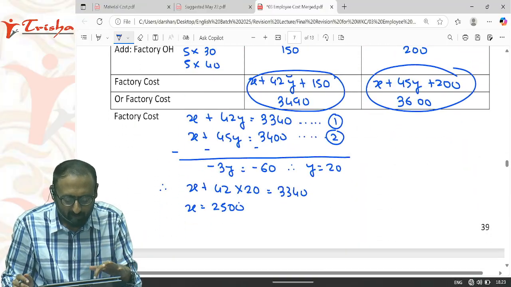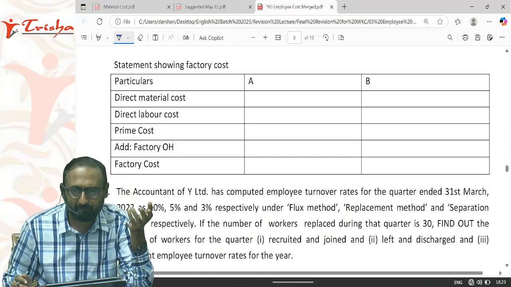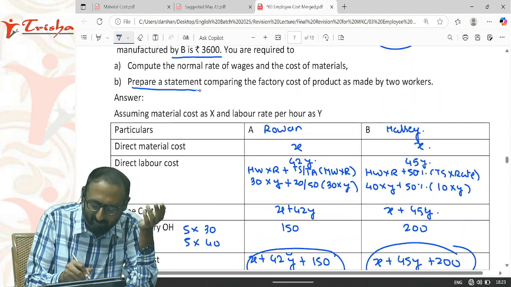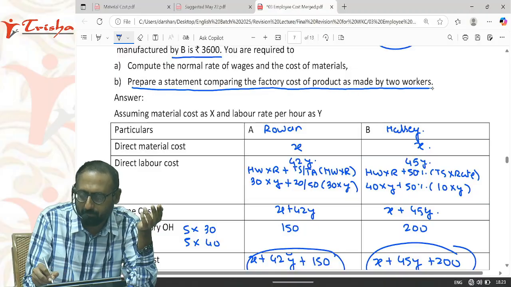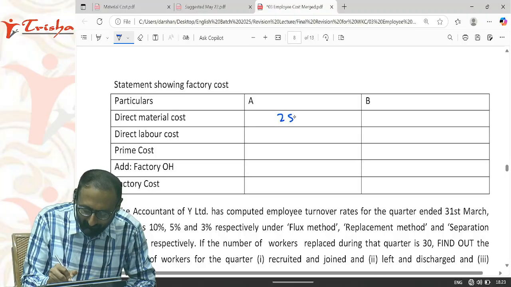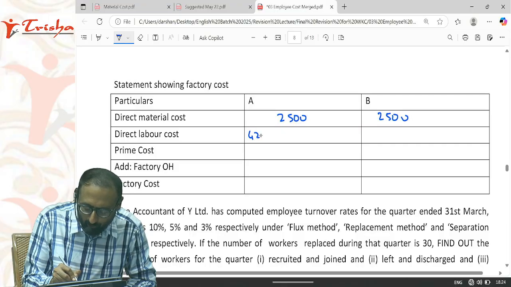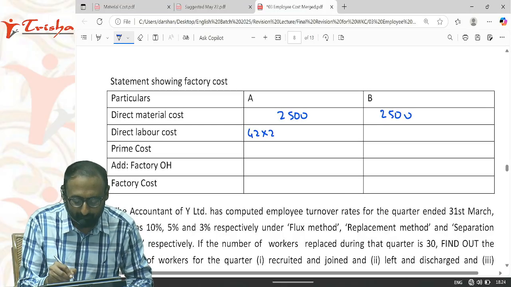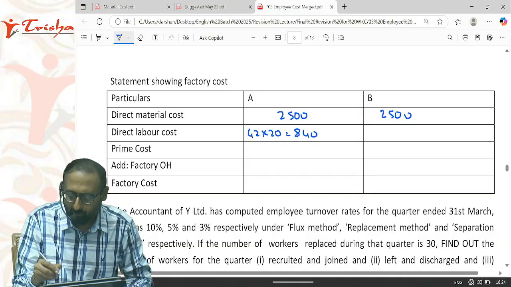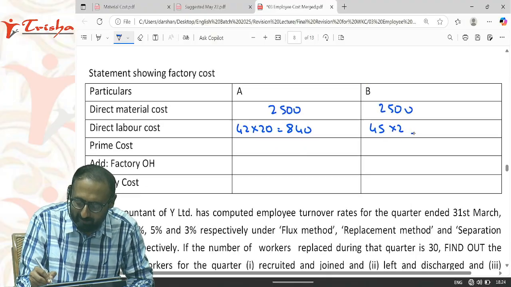So remember this part. And then you need to calculate a statement showing the factory cost. Question one more asked there, you can check. Prepare a statement comparing the factory cost of the product made by the two workers. So direct material already you know, 2500, 2500. Labor cost here was 42y, 42 into 20, it comes to 840. Second column, labor cost was 45y, 45 multiplied by 20, your answer comes to 900.